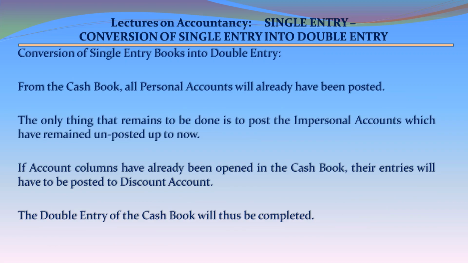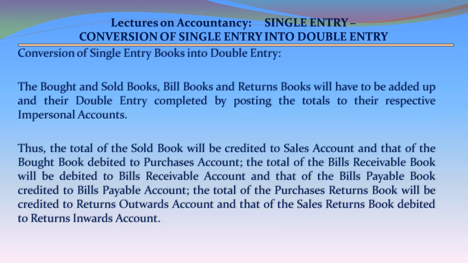From the cash book, all personal accounts will already have been posted. The only thing that remains to be done is to post the impersonal accounts which have remained unposted up to now. If account columns have already been opened in the cash book, their entries will have to be posted to discount account. The double entry of cash book will thus be completed. The bought and sold books, bill books and return books will have to be added up and their double entry completed by posting the totals to their respective impersonal accounts.